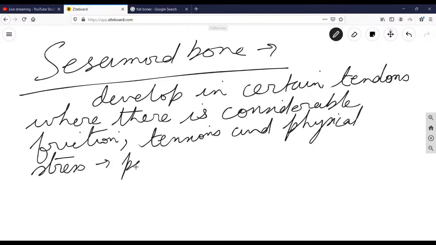Okay, palm bones and soles, you can say, they contain sesamoid bone. They vary in number from person to person and are not always ossified, which means they are not always the hardest of the bones. Okay, so these three are asked mostly. More than that I won't go into the detailing of the bones.